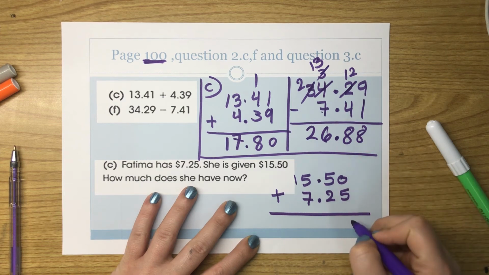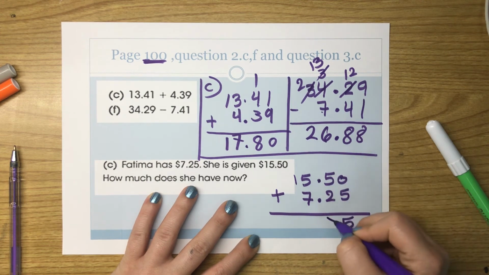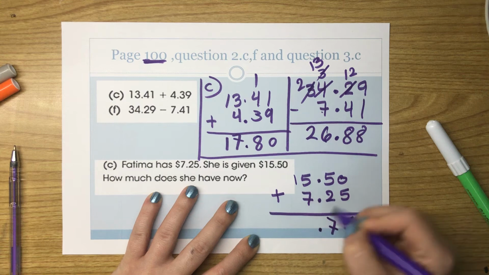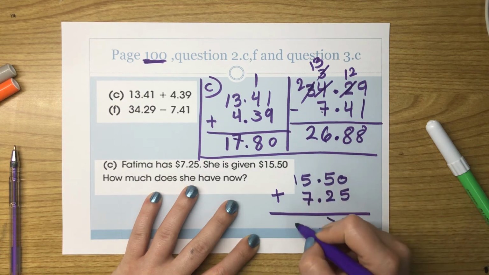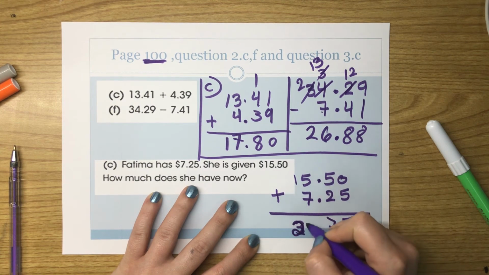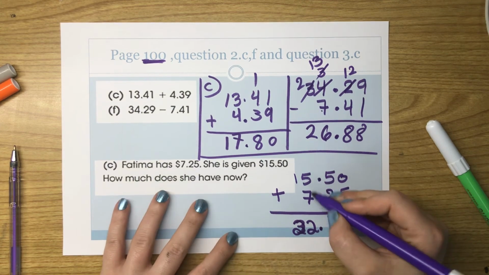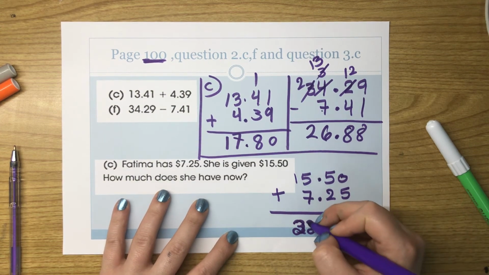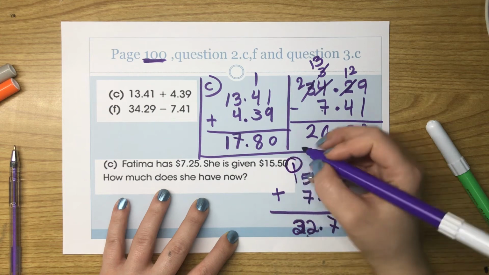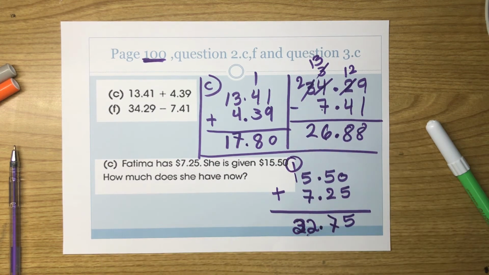0 plus 5 equals 5. 7. Put the decimal point down. 15 plus 7 equals 22. 5 plus 7 equals 12. 2. Regroup 1. 1 plus 1 equals 2.